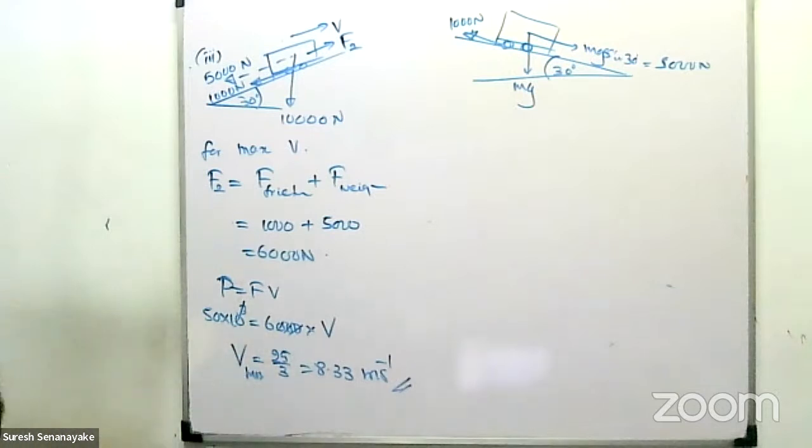Let's say in this case the friction applied is 6000, so then it will not move down, right?